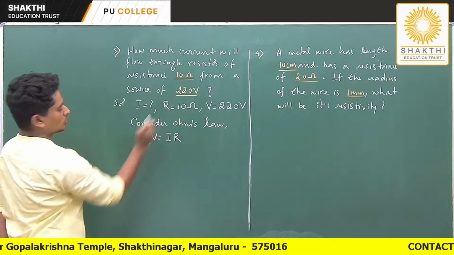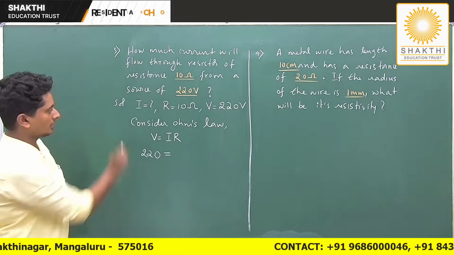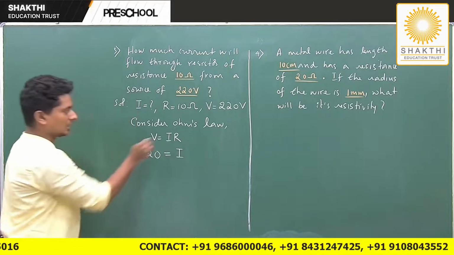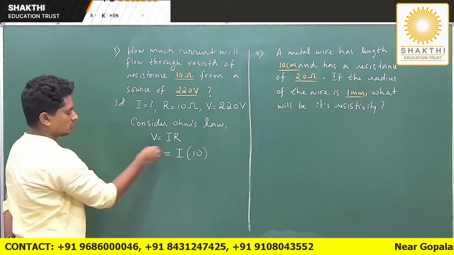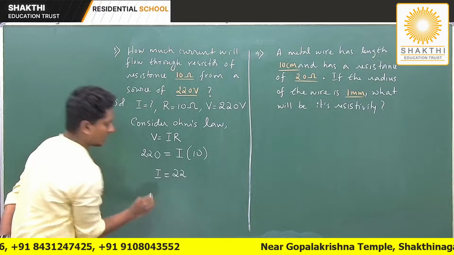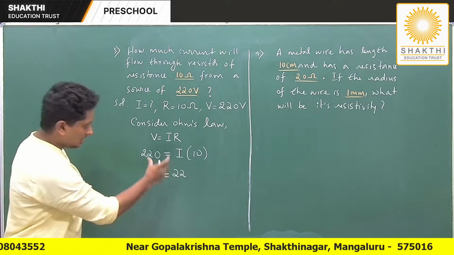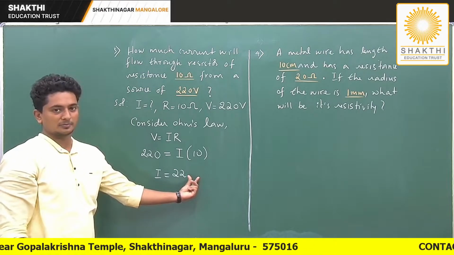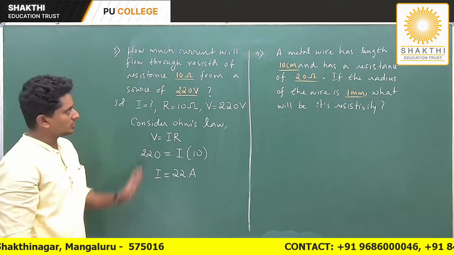So V is 220, I will substitute, is equal to I. I have to calculate I. Okay, so I will write as it is. R is given 10. So 0, 0 you can cancel. So your I will be 22. Again, if you just write 22, it won't have any meaning. Whenever you write any physical quantity, there is a number followed by a unit. Okay, so it will be ampere. So this is problem number 3.